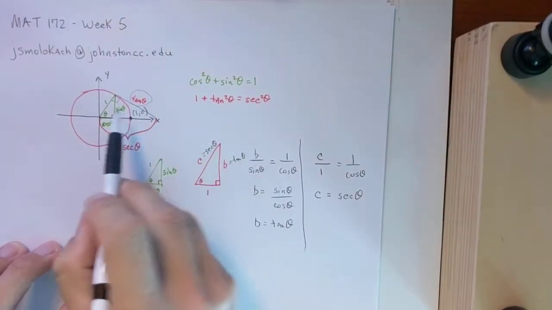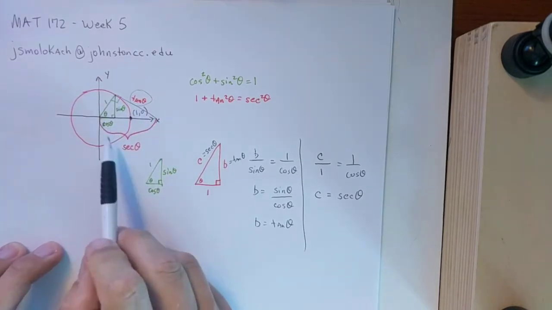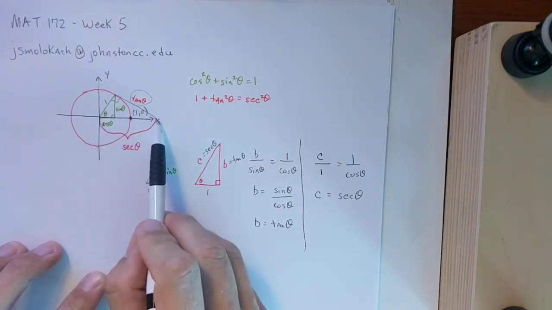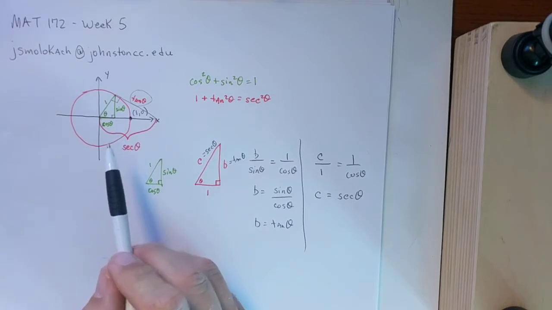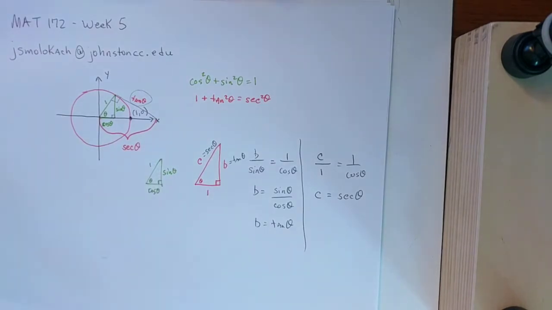Tangent is actually a length that's tangent to the unit circle, and secant is a length that's secant to the circle. And you'll learn more about secant lines and tangent lines when you take Calculus 1. Maybe you'll take that next semester or next year, Math 271.